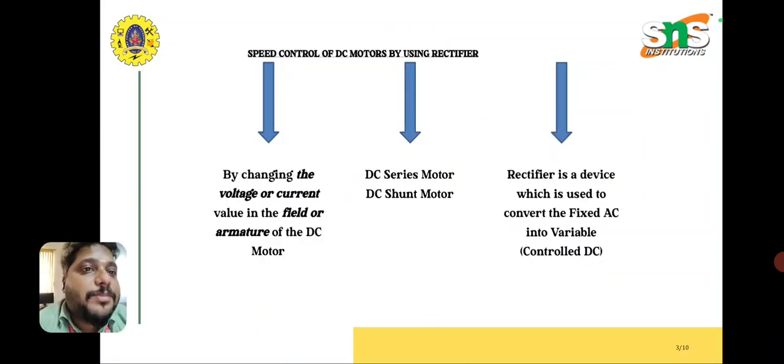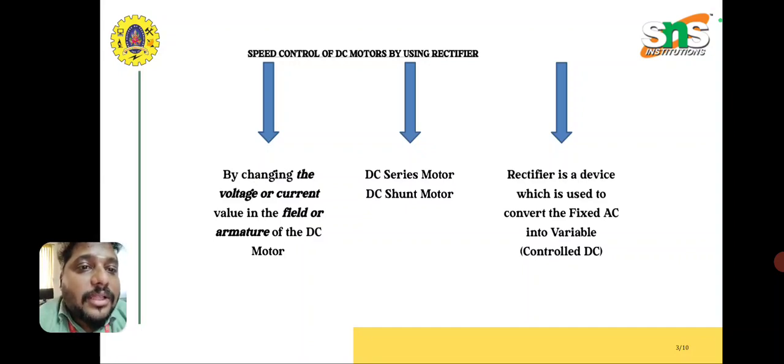And then coming to the specific application: speed control of a DC motor using a rectifier. This is our specific topic. In this topic we are classifying into three parts: speed control, DC motor, and the rectifier. So coming to speed control, what is speed control? We can control the speed of any motor by adding a variable resistance to the stator or rotor side of the motor.